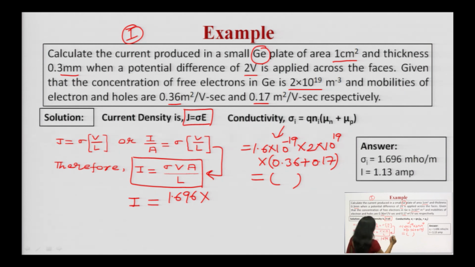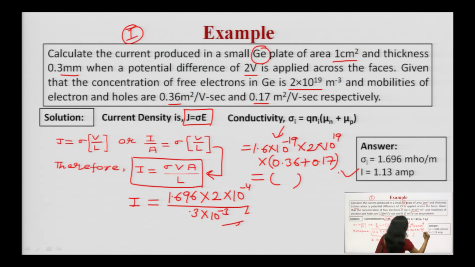V is the potential difference of 2 volt. A is the area, 1 centimeter square converted into meter, which is 10 raised to the power minus 4 meter square. Thickness is given as 0.3 mm, which means 0.3 into 10 raised to the power minus 3 meter. Simplify it, you will be getting the value of I as 1.13 ampere. So, this is how you can calculate the required value on the basis of the given parameters.